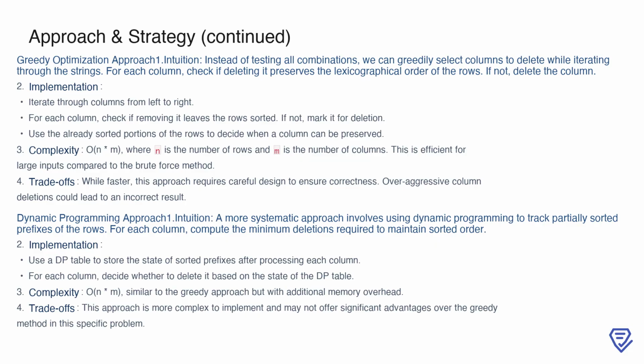By using a DP table, we track partially sorted prefixes of the rows and determine the minimum deletions required for each column. This involves evaluating the state of the DP table at each step and deciding whether to delete a column based on the sorted state. While the time complexity remains O(n * m), similar to the greedy method, dynamic programming introduces additional memory overhead and implementation complexity. As a result, it may not provide significant advantages over the greedy approach for this specific problem.